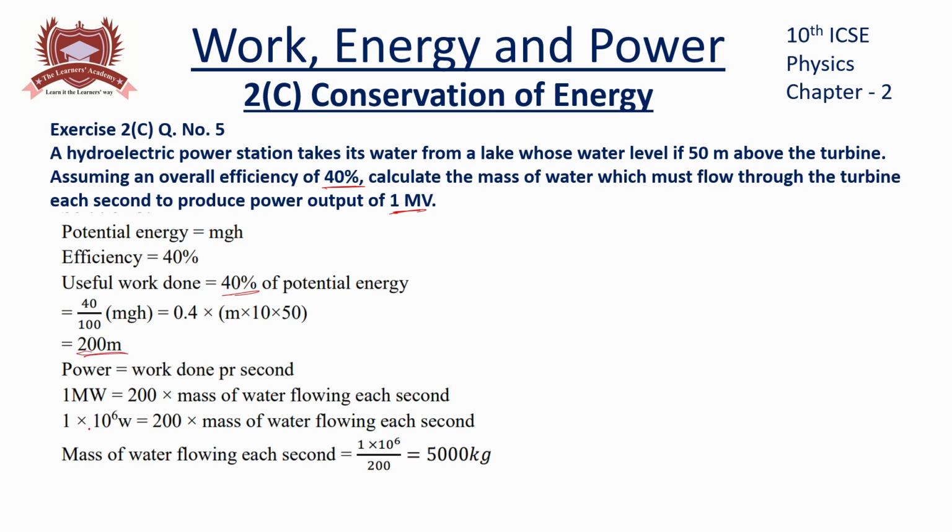My bad, here it should be megawatt and not megavolt. So it comes to be 1 times 10 to the power of 6 watt is equal to 200 times mass of the water flowing in each second. So mass of the water flowing would be, you take this 200 on the other side and we end up with 1 times 10 to the power of 6 upon 200, that would be 5,000 kilograms. So this is the amount of water that needs to flow every second to produce 1 megawatt energy.